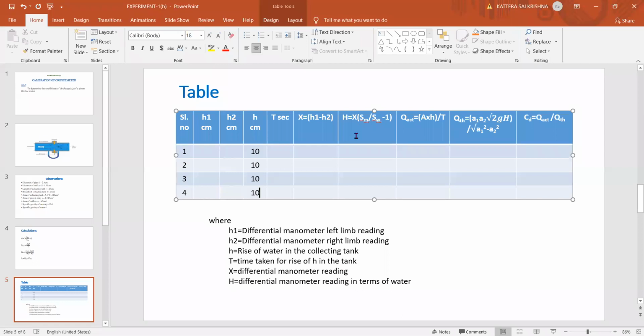Next, capital H is the differential manometer reading in terms of water. The formula for finding that is capital H equal to X into (SM by SW minus 1). SM is the specific gravity of mercury, and SW is the specific gravity of water.